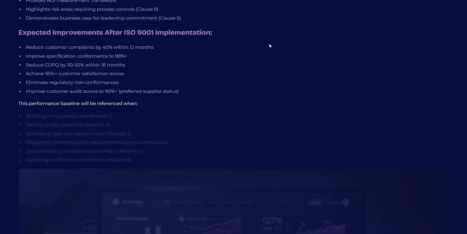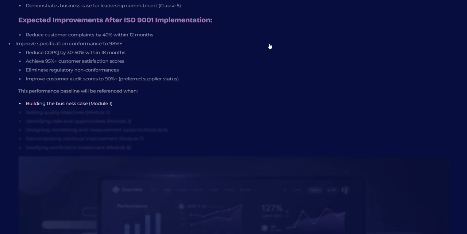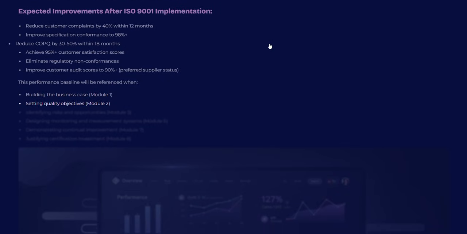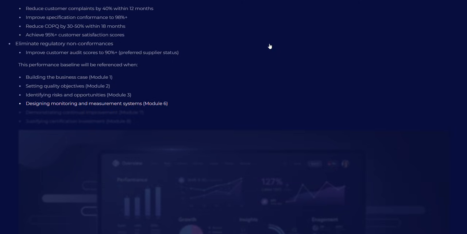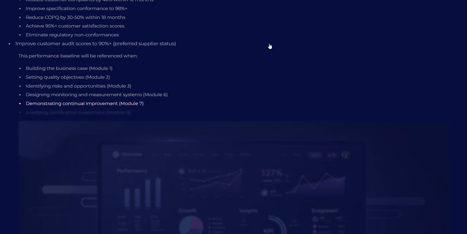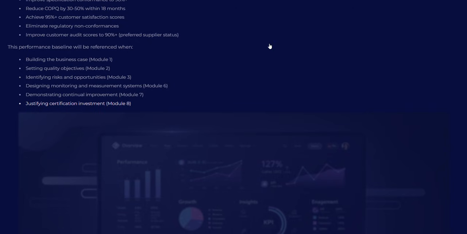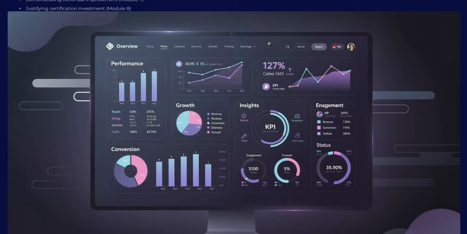This performance baseline, we are going to reference it when we discuss building the business case in module 1 here, setting quality objectives in the next module, module 2, and then identifying risks and opportunities in module 3, designing monitoring and measurement system in module 6, and also demonstrating continual improvement in module 7, and justifying certification investment in module 8. This is our visual representation.